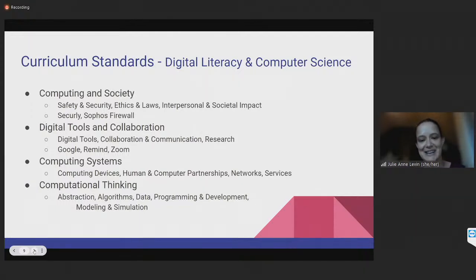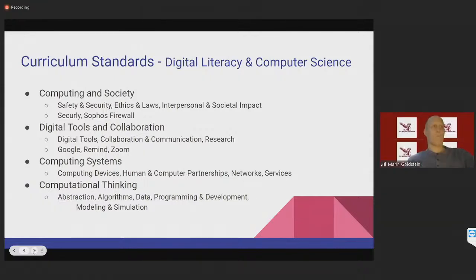And then computational thinking is the last piece, and that's very much embedded in our mathematics and our science and engineering standards.